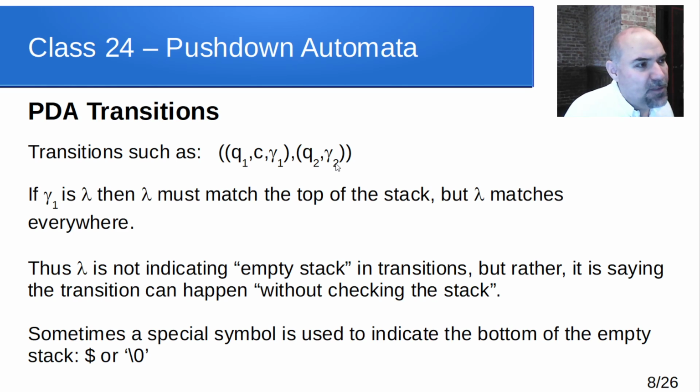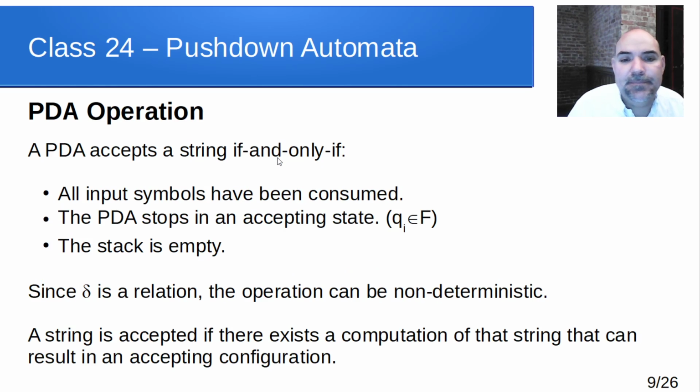Now, sometimes, as we'll see later on, you can use special symbols to indicate the bottom of the stack. Sometimes $, sometimes the pound sign or hash symbol, as people now call it, or the \0 for a null. But we'll talk about that a little more later. In other words, don't think that when you see a lambda in a transition function, that means the stack has to be empty. That's saying it can be taken without checking the stack.